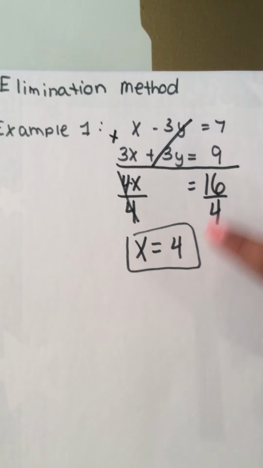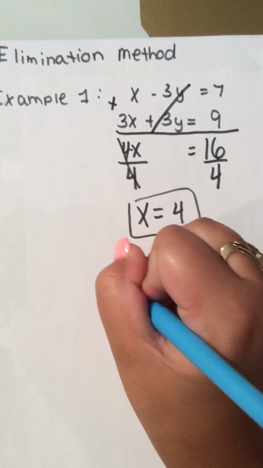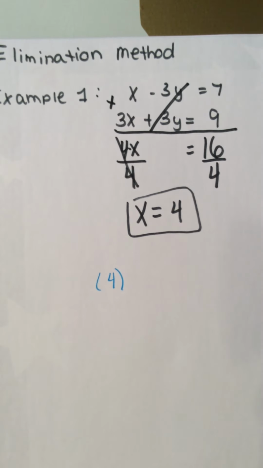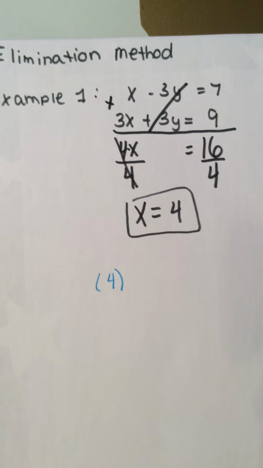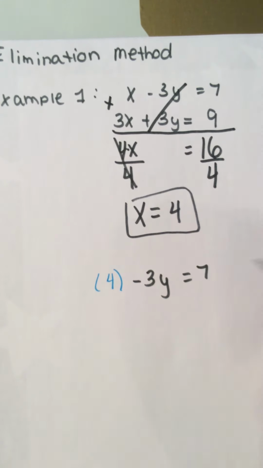And I'm going to plug it into one of these two equations, so I'm going to substitute it in. Does it matter which one? No, I'm going to pick the top one because it's the easiest, I think, to do. So wherever I see an x, I'm going to substitute a 4. And I'm putting it in parentheses. Again, that's going to help us when we get later on in math. But I'm going to have 4 minus 3y equals 7. Okay, and then I'm going to solve for y.